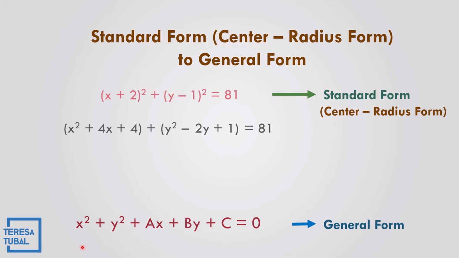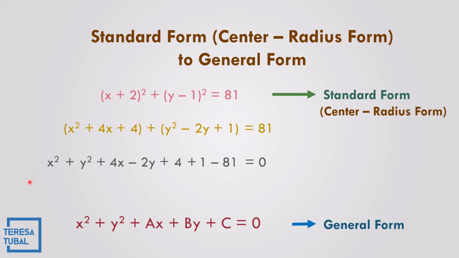So let us arrange the given to x squared plus y squared plus ax plus by. So that becomes x squared, and then y squared, positive 4x, negative 2y. And then let us copy all the constants. So that becomes positive 4 and then positive 1. The constant on the right side going to left, you need to change the sign. So positive 81 going to left becomes negative 81 equal 0.